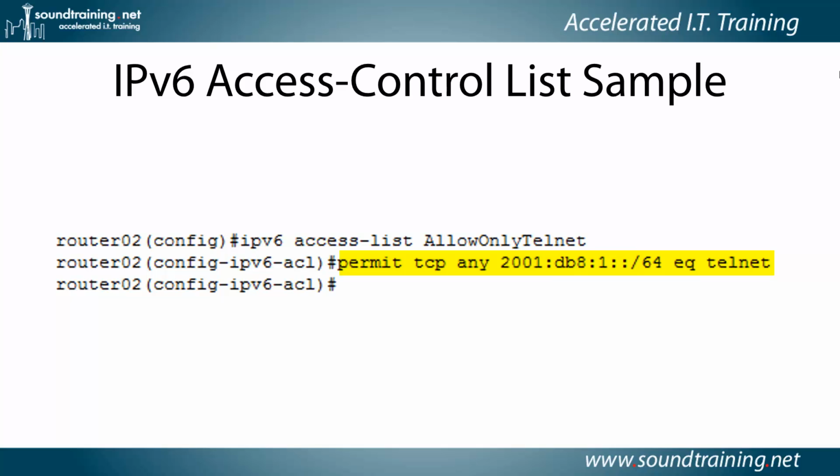And then we specify, as with IPv4, the type of traffic that we want to either block or permit, in this case permitting. We use the qualifier EQ for equals and then telnet. We could also put in 23. Now you'll notice we didn't include a permit IPv6 any statement here because the objective of this list is to allow only telnet. So that's exactly what it does.